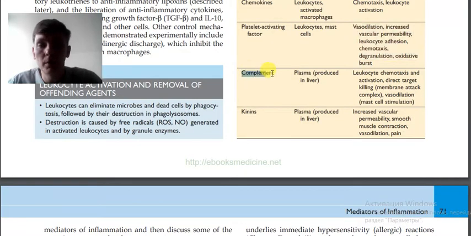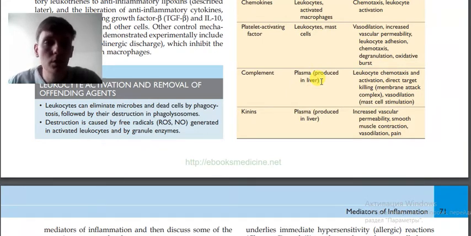Then complement. Once again, about complement we have a very large part of the lecture. It is derived from plasma, but in plasma it comes from the liver. So it's a usual protein which is produced by the liver.